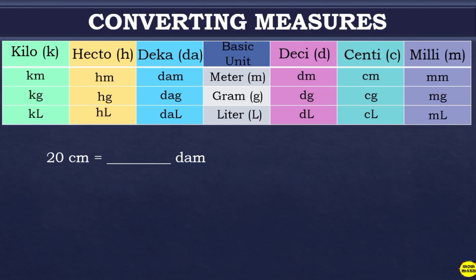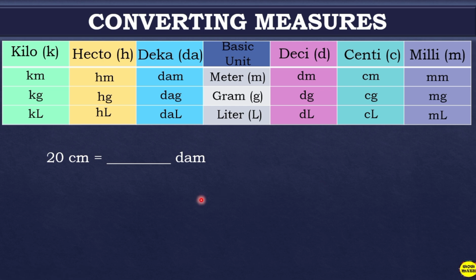So, I have here, ito nga yung table. Dapat nga kabisado natin yung mga prefixes. Kasi pag kabisado natin, King Henry died by drinking chocolate milk, madali nating mako-convert ang mga units of measure sa ating metric system. Okay? So, you just have to replace the basic unit kapag ganon.